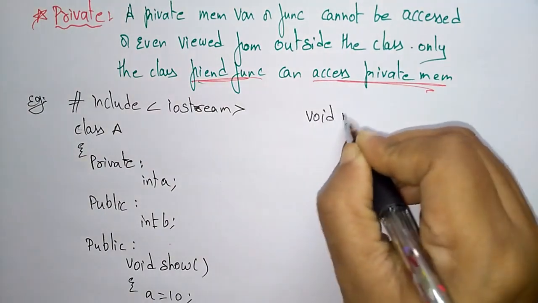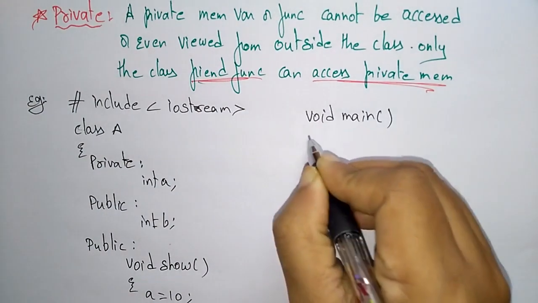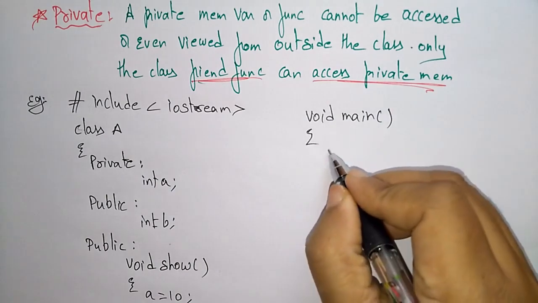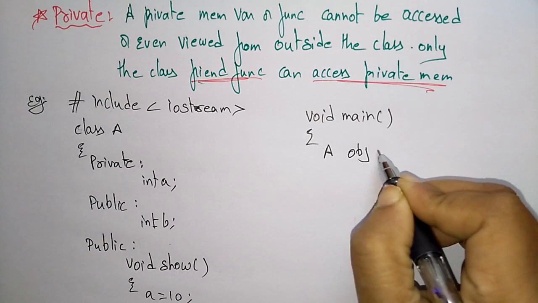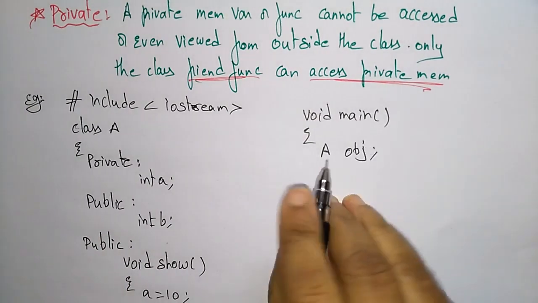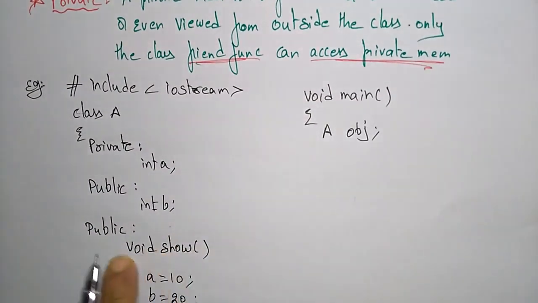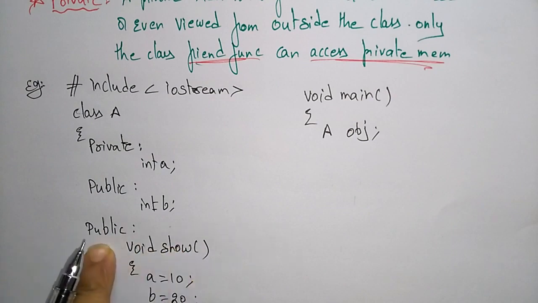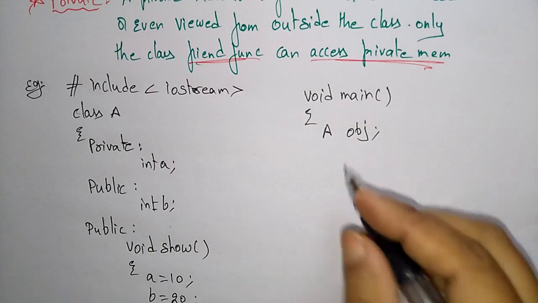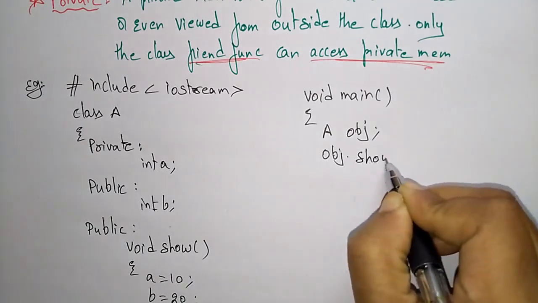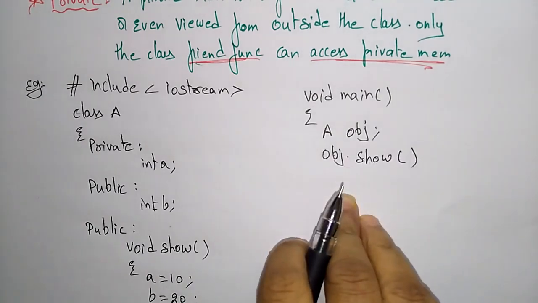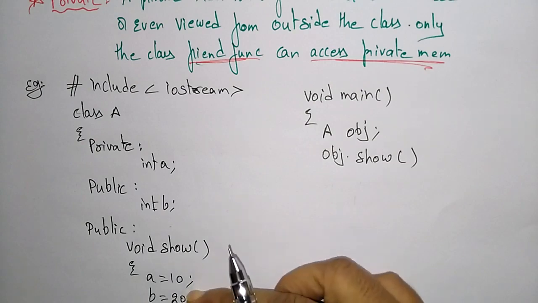Void main. Now I am creating the object for the class. A is the class, obj is the object. With the help of the object, I'm calling this function. Because the method is declared as public, I can call it. By default, all the methods should be public. Obj dot show, so now I call this program.